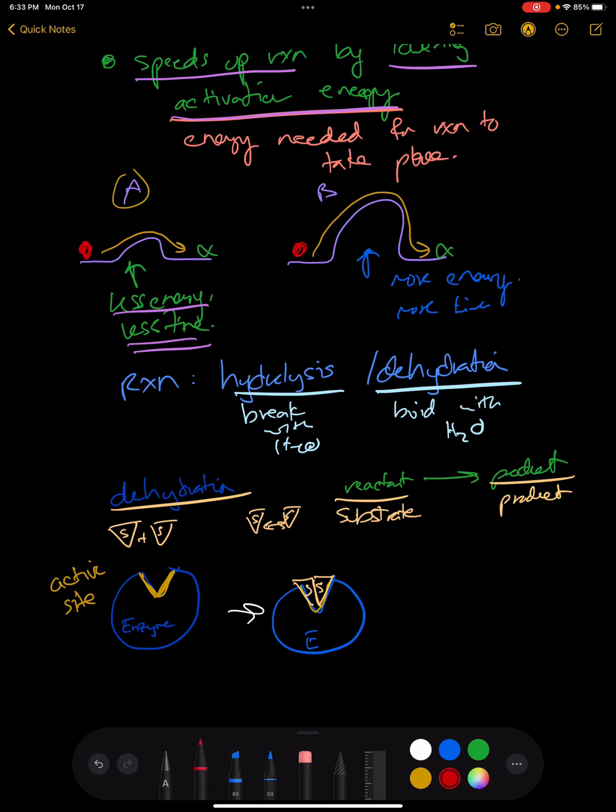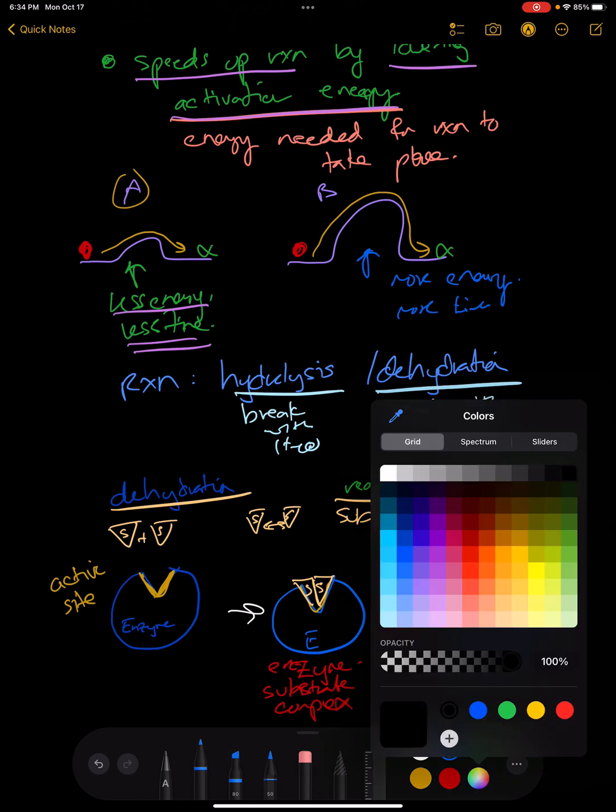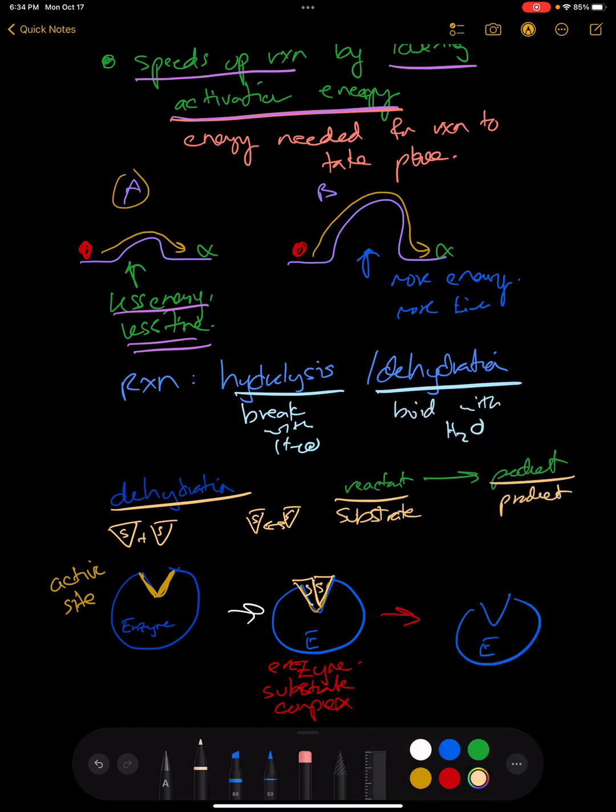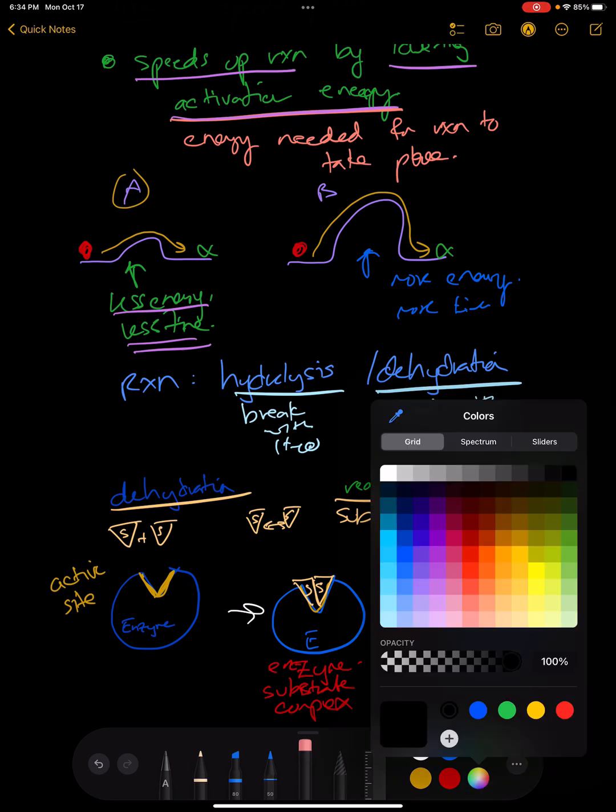So then this right here, this is called my enzyme substrate complex. And so now that reaction is going to take place. And so here's my enzyme. And now, because I was doing dehydration, now they're one thing together, and this is my product, right? So all of these chemical reactions that we've been talking about and that we're getting ready to talk about, the enzyme is just facilitating the reaction, right?